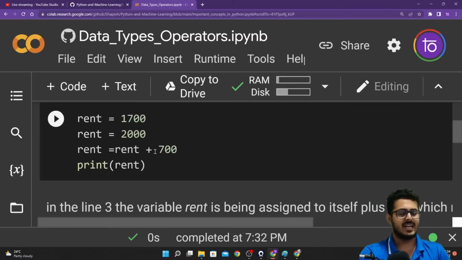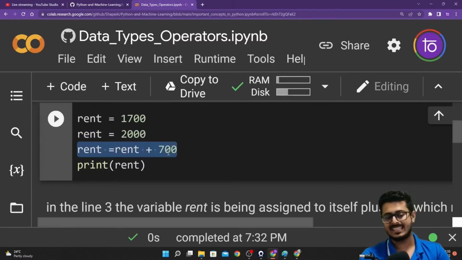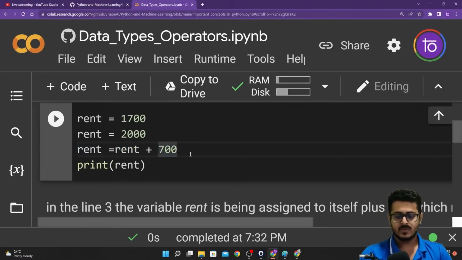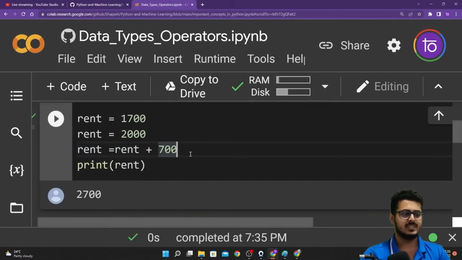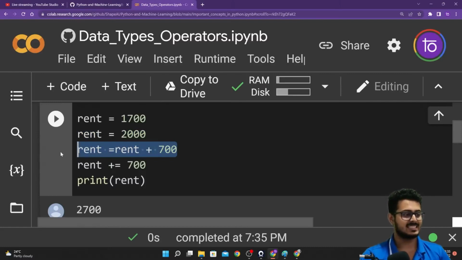Great. So right over here, as you're able to see, the rent is 1700. I've increased the rent to 2000, so I've overwritten the rent as 2000 itself. Then I'm writing rent is equal to rent plus 700, so I'm increasing the rent by 700 rupees. When I'm printing rent out right over here, I will get 2700. As simple as that. There's not a lot to talk about right over here. We can even write this out as rent plus is equals to 700. This is the exact same line as this. Both of them have the exact same meaning.